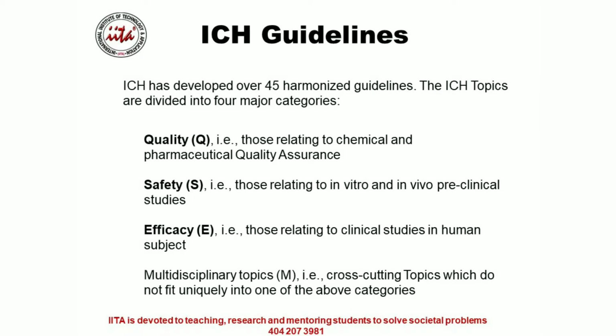ICH guidelines. ICH has developed over 45 harmonized guidelines. ICH topics are divided into 4 major categories. That's quality, those relating to chemical and pharmaceutical quality assurance. Number 2 is safety, those related to in vitro and in vivo preclinical studies. 3, efficacy, those relating to clinical studies in human subjects. And 4, multidisciplinary topics. These are cross-cutting topics which do not uniquely fit into one of the above categories.